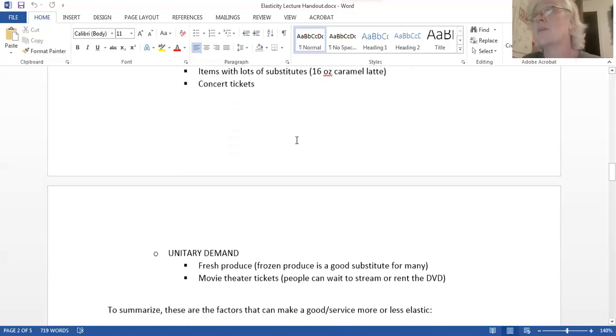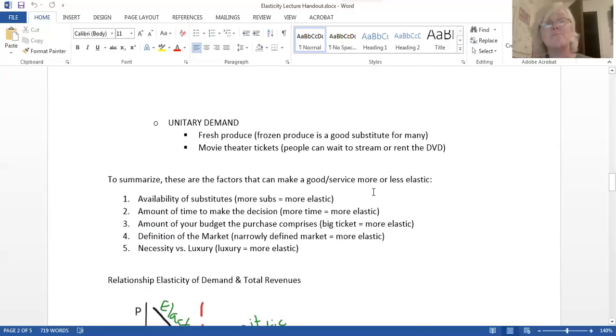Okay. Unitary demand, it's somewhere in between. And there's not a lot that actually hit that 1.0. Most of our goods are slightly above 1 or slightly below 1. But some good examples of unitary demand is our fresh produce. So fresh green beans. We do have frozen green beans that some people buy. Or, for example, fresh corn in the summer, corn on the cob, as opposed to canned corn. So our fresh produce tends to be unitary, where people are like, I'd love to have the fresh. If it gets too expensive, I'll just buy the frozen or the canned.